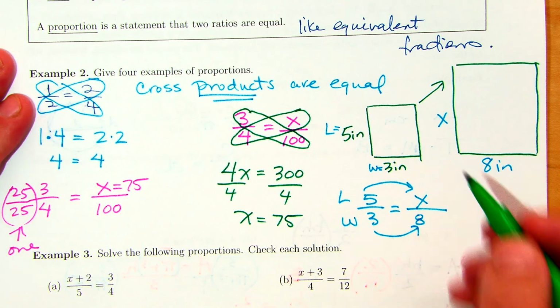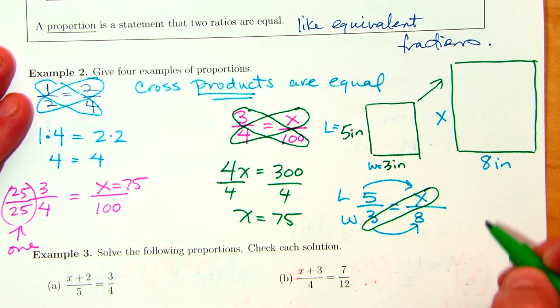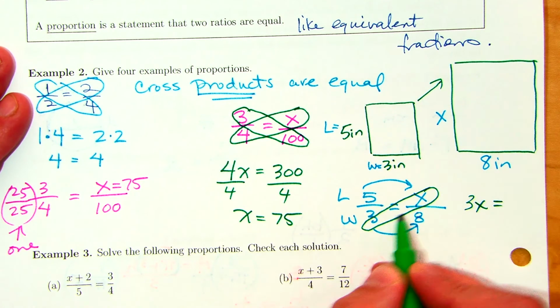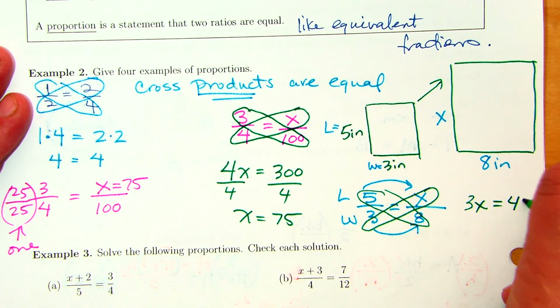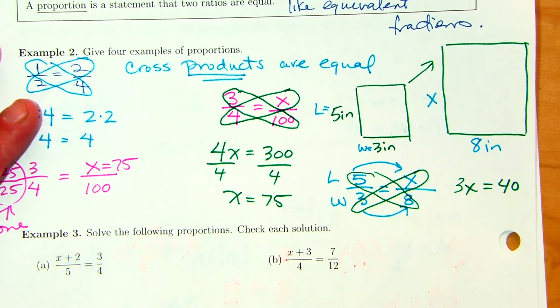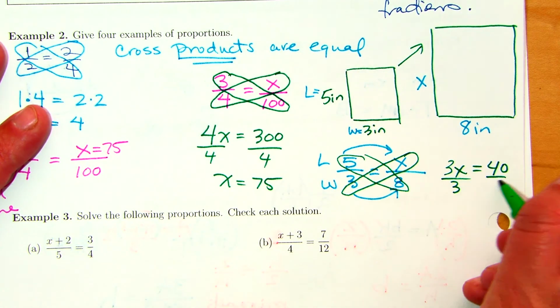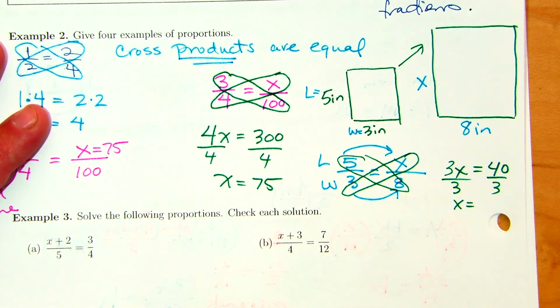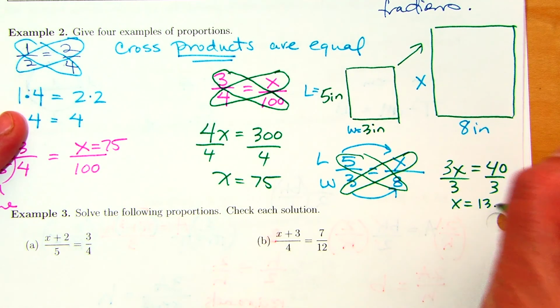So if I cross multiply, I get 3x equals 5 times 8, which is 40. And now, if I want to get x by itself, what am I going to do? Yeah, it's a one-step equation. Divide by 3. X equals, can anyone use that on their calculator? 13.3 repeating. That sounds about right.